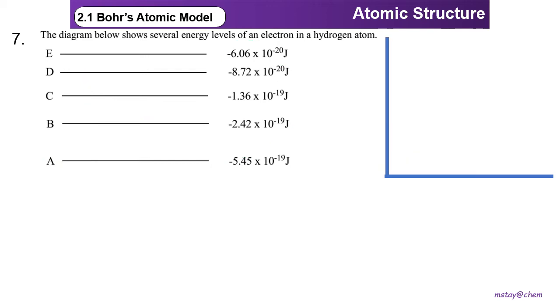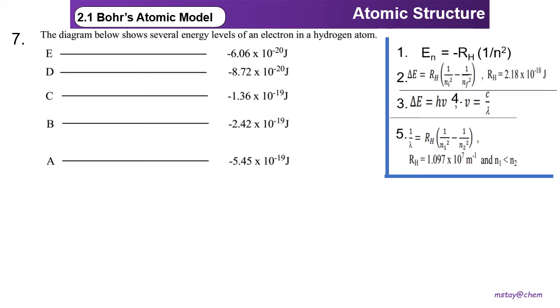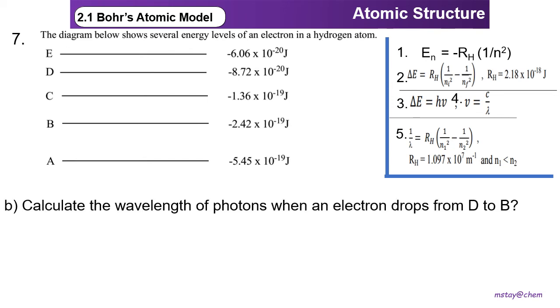Okay, continue with question B. Again, question B is about calculation. So we list down all the formula first. Next, let's look at the question. Calculate the wavelength of the photon when an electron drops from D to B.